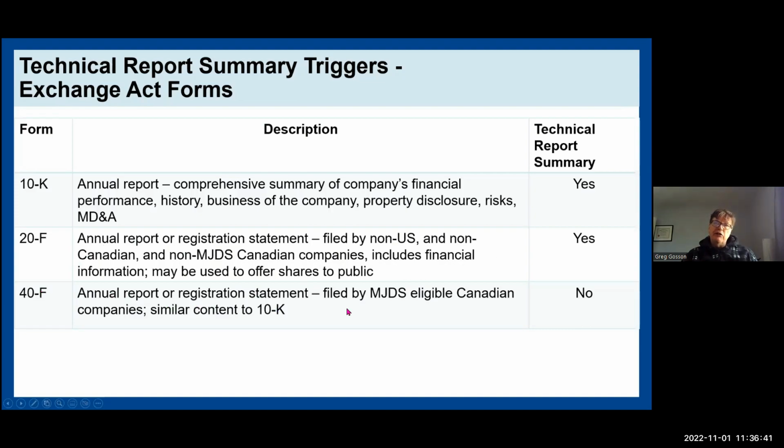40F, these are for Canadian incorporated companies who are eligible for the Multijurisdictional Disclosure System. They don't have to file technical report summaries ever. They just file their 40F, and they follow the Canadian rules under 43-101, which are close enough to SK-1300. The SEC said there's no requirement for MJDS eligible Canadian companies to file anything differently under SK-1300. Just do what they always did.